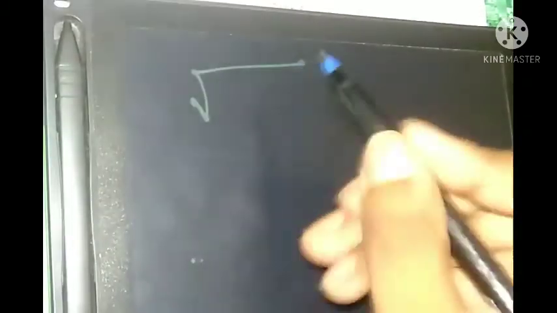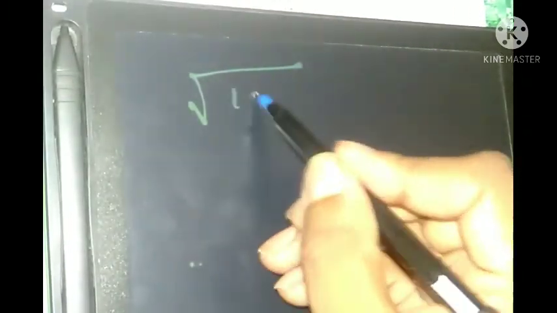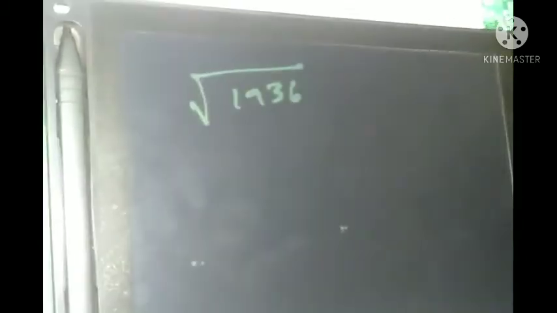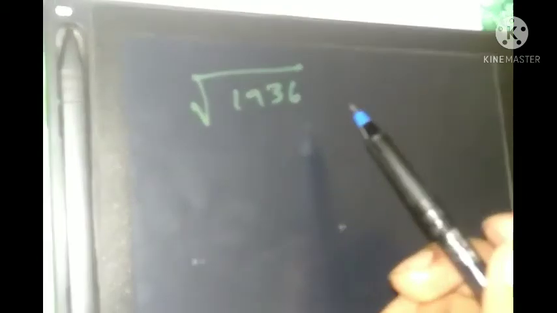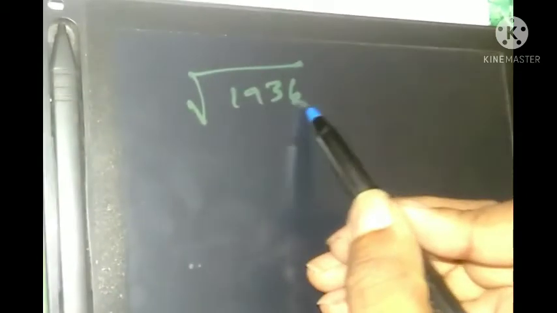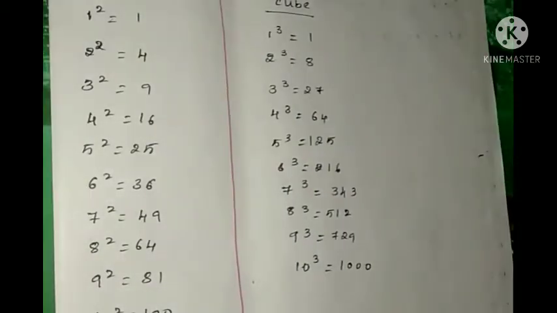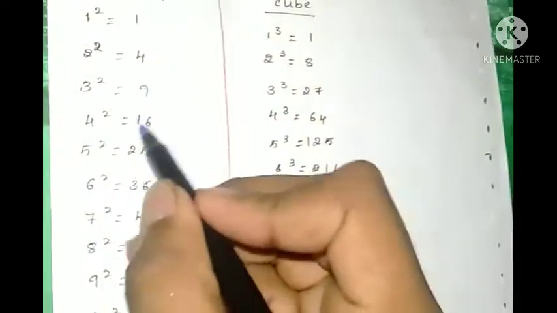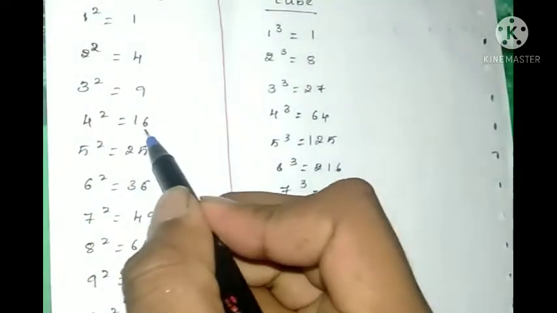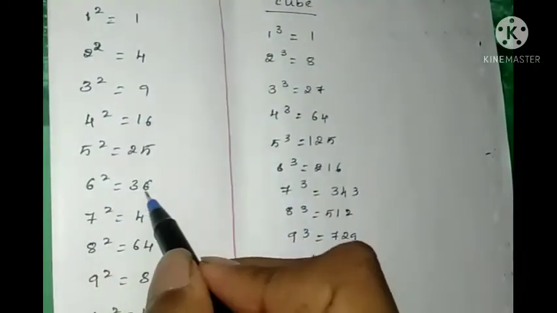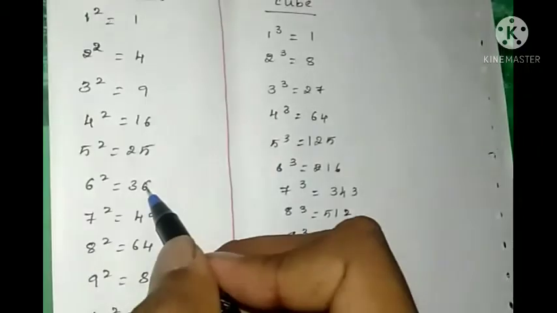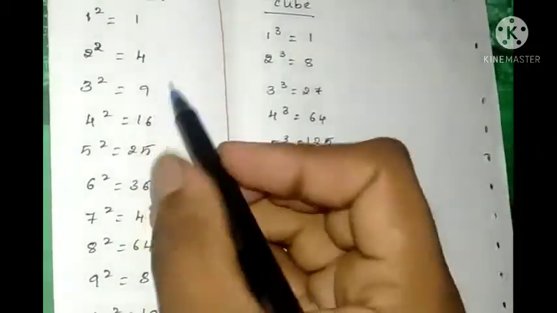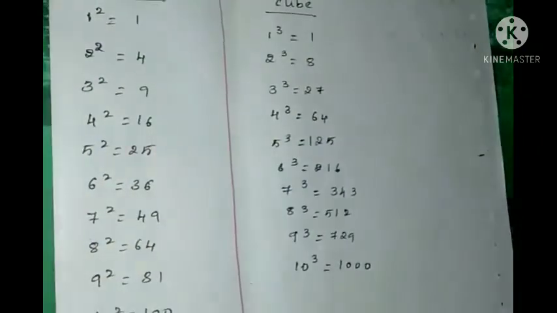Okay. Now we take another example. Suppose the root of 1936. What is the square root of 1936? How to find it? Now we have to check the 6. In which squares does the 6 value end? See this, at 4 squared 6 is ending, and at 6 squared 6 is ending.